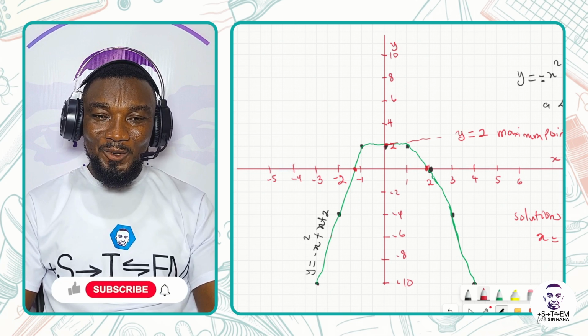In our next lesson, we want to consider how we can draw another quadratic curve.